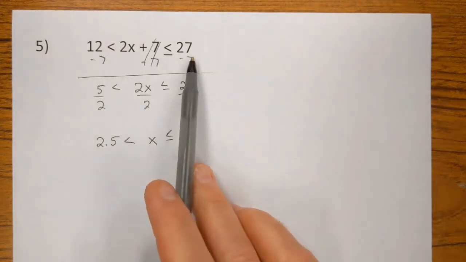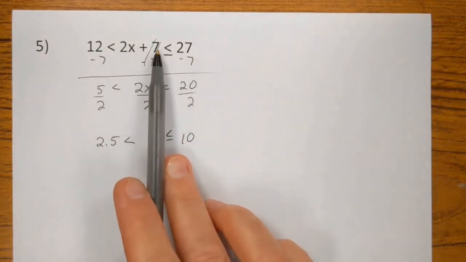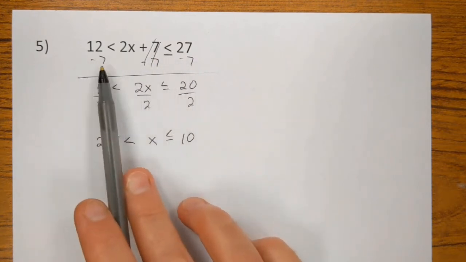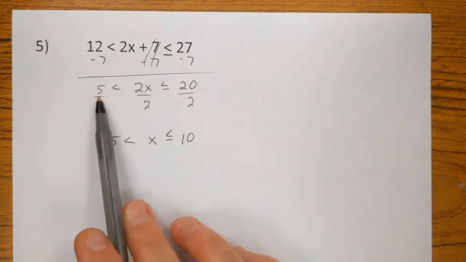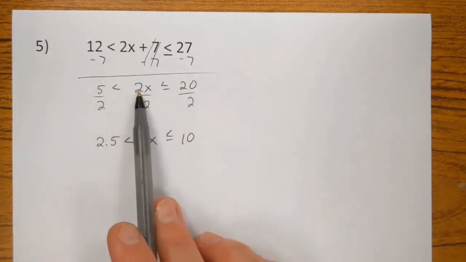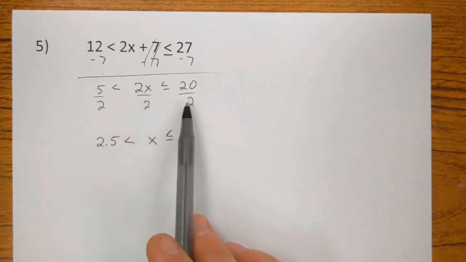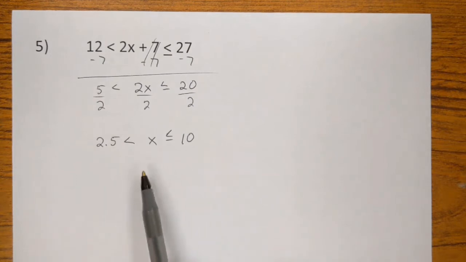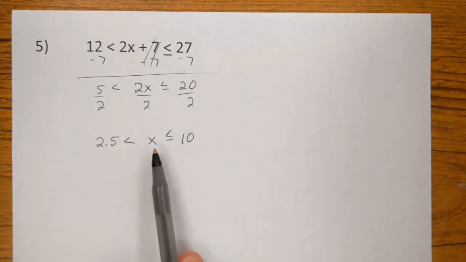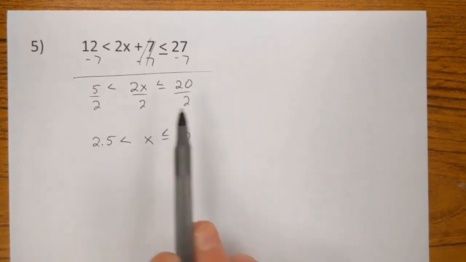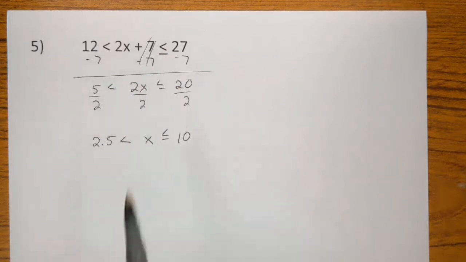So the thing with the compound inequality, when I subtract this 7 from the middle, not only am I going to subtract the 7 from the right-hand side, I also have to do it from the left-hand side. So here I'm left with 5, here I'm left with 20, and then the same thing when I divide away this 2. When I divide away this 2, I have to do it from the right and also from the left. Now I'm left with this solution. Now what this actually means is that as long as x is any number between 2.5 and 10, then it's going to be a solution to this inequality.